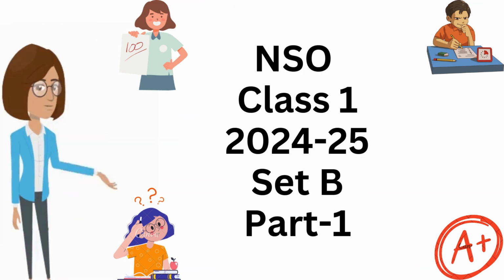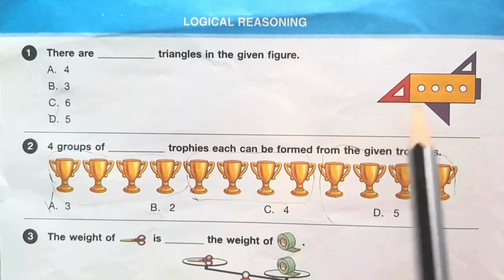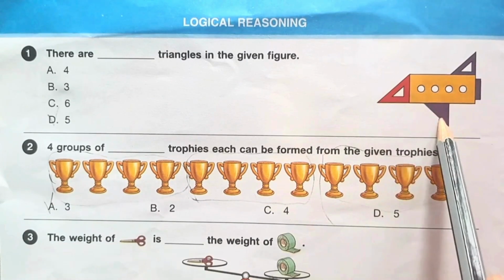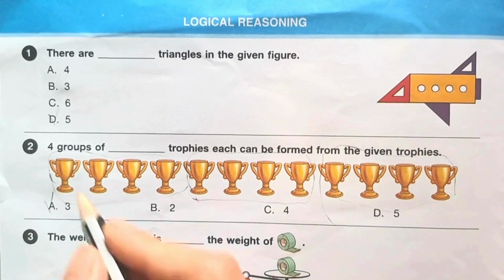Today we are going to see the NSO paper of Class 1 Set B 2024-25. Coming to the logical reasoning. First question. There are dashed triangles in the given figure. Let us count the number of triangles. 1, 2, 3, 4, 5. There are 5 triangles. So the answer is option D.